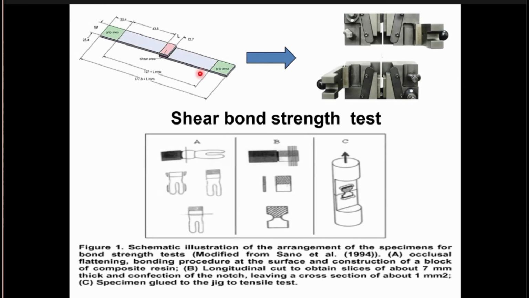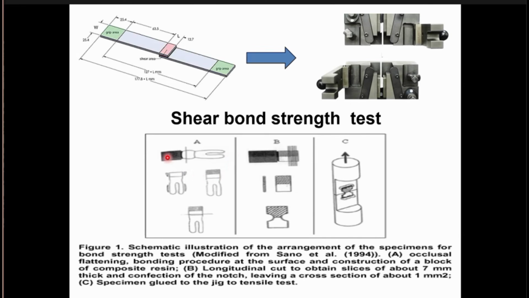So if you see, we have two materials, this one and this one. In the shear area, we apply adhesive or bonding agent, or whichever material we need to test. And then we put it into a machine and try to separate these two materials. The force required to separate these two materials is recorded. So that gives us the shear bond strength of the material.